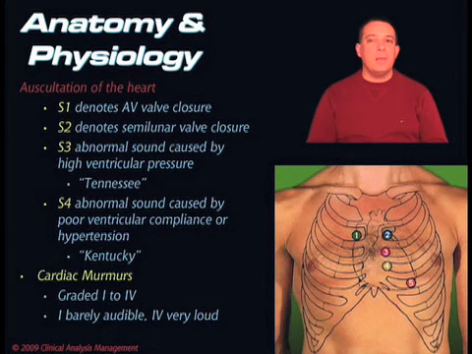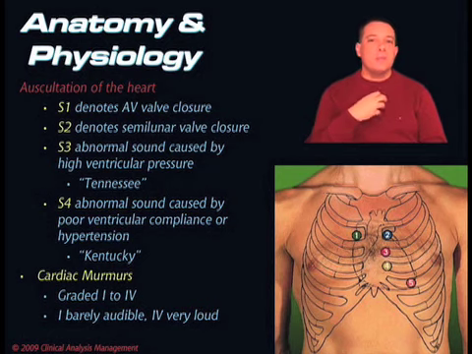Now, when we talk about murmurs, remember that murmurs are caused by turbulent blood flow. And when we talk about murmurs, we grade them from 1 to 6. And so a grade 1 murmur means that you can barely hear it. Like, say we're listening for a pulmonic murmur or an aortic murmur. If we can barely hear it, we have to focus really, really hard to hear it. We would call that a grade 1 murmur.